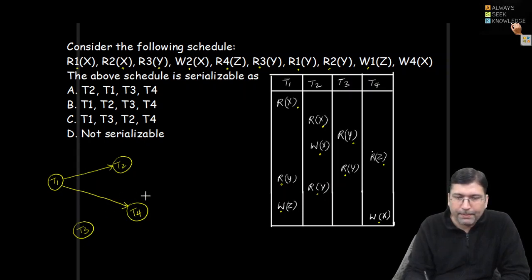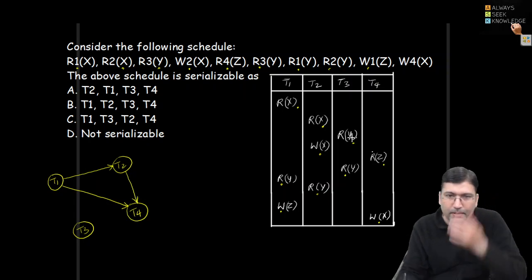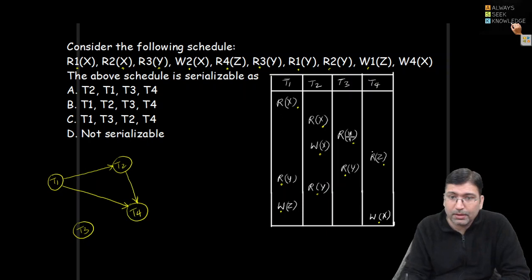Okay. Then you check for this read, there is no conflict in T1. Read X, there is no conflict here, but there is a conflict T2 to T4. So T2 to T4, there is a conflict like this. Then check for this read Y. Read Y will have conflict with write Y. So there is no conflict in T2. There is no conflict in T1. There is no conflict in T4.